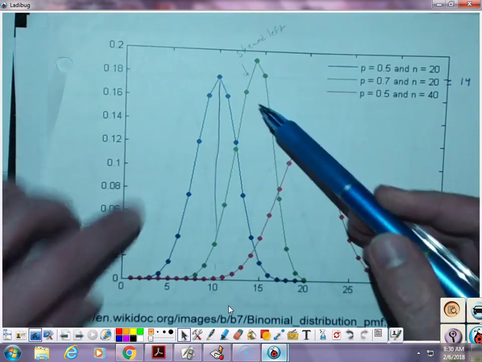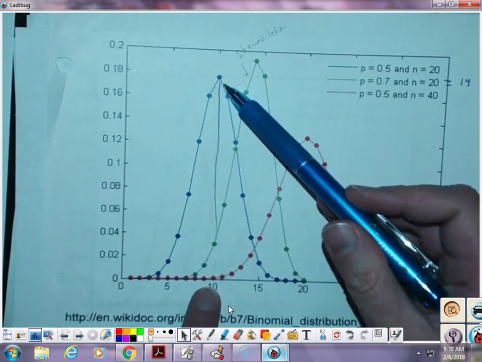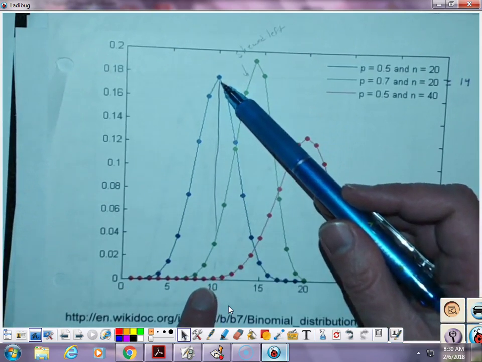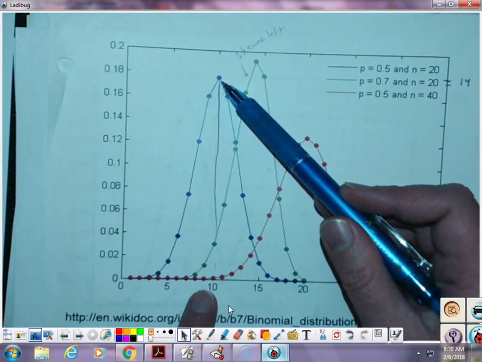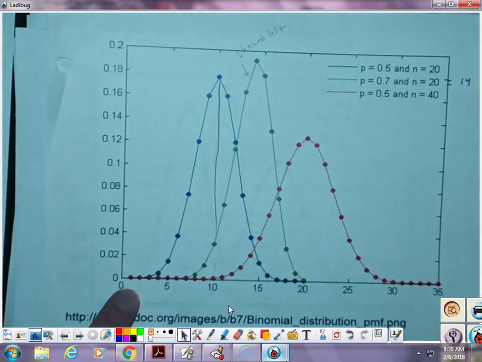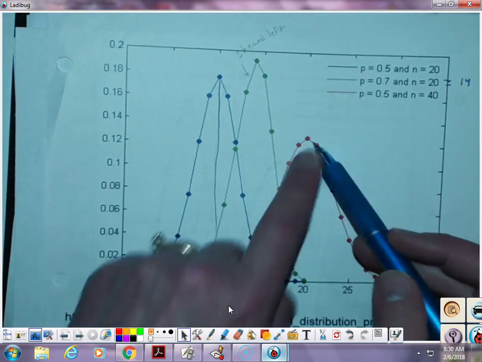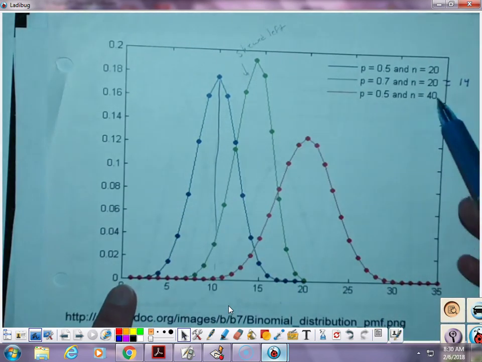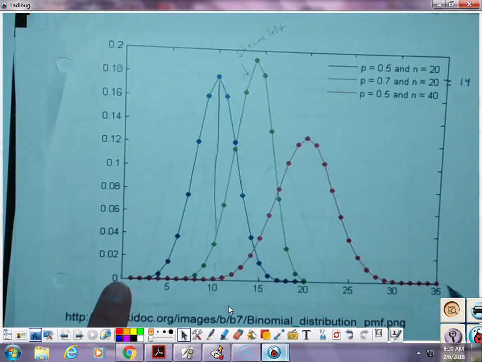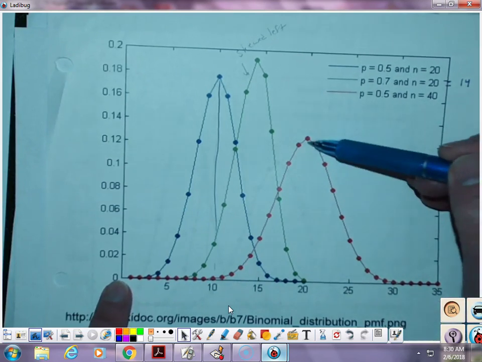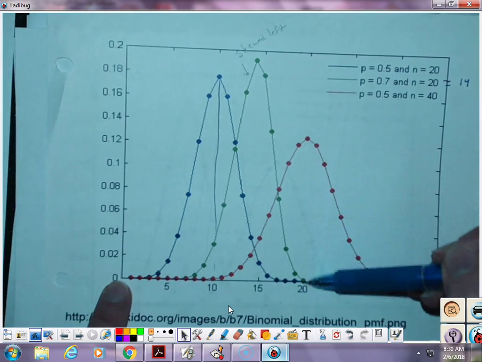Okay, so your probability of having n trials looks like that, highest at 10, and it goes out. Now, let's compare it to the red one. That's also perfectly divided. It had 40 trials, so this does keep going out to 40. It's centered, as you would expect, at 20.